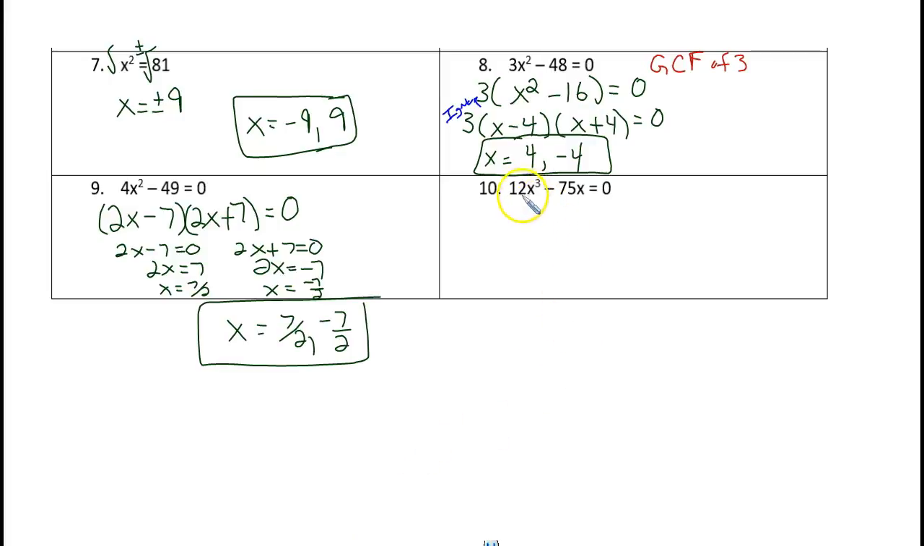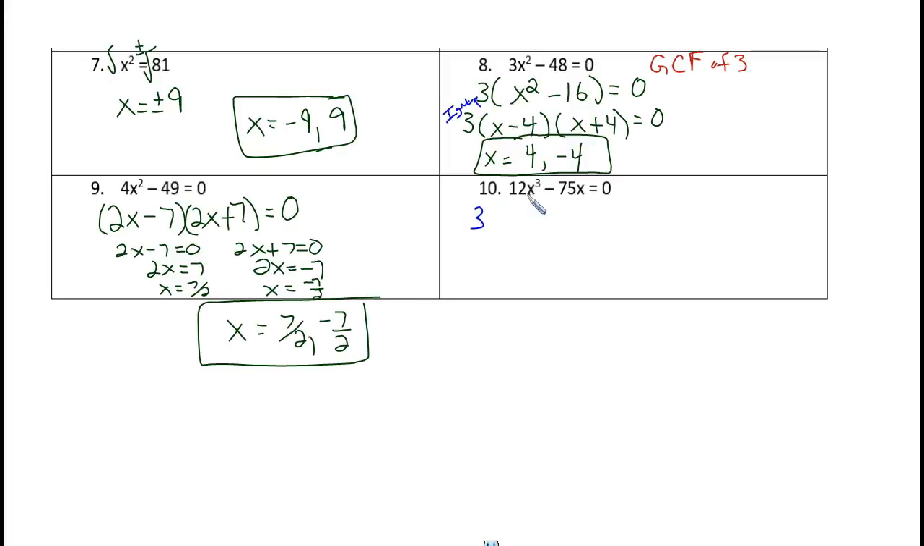And our final question, we've got 12x to the third minus 75x equals 0. Well, some of you may be thinking, well, 12's not a perfect square. It's not on that list that you gave me, Mr. Ezra. And that's true, but we always look for a common factor. And here, there is a common factor between 12 and 75. There's something that divides into both of them. We want to find that thing and divide it out. In this case, 12 and 75 are both divisible by 3.